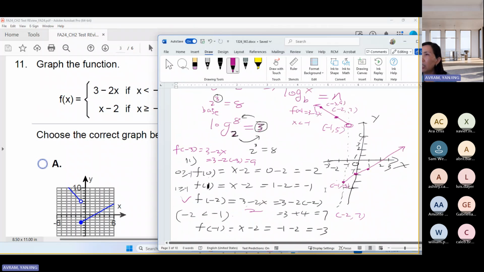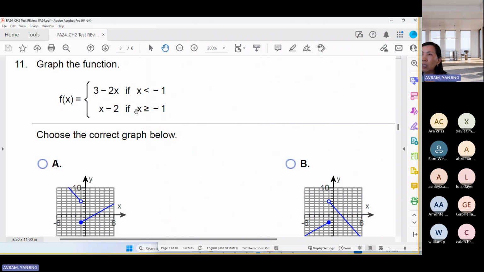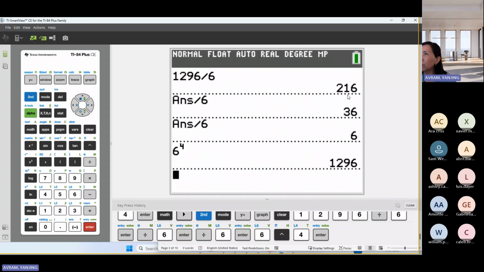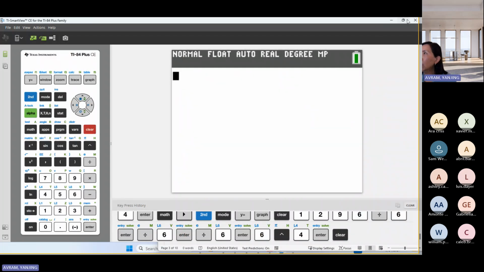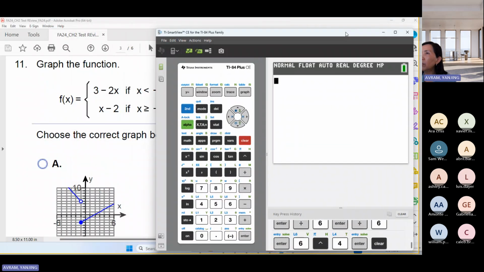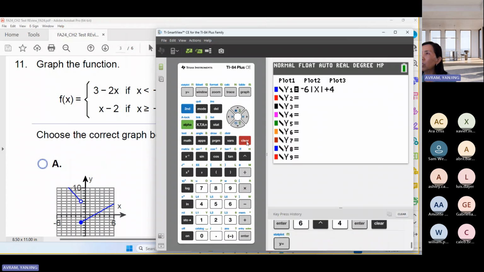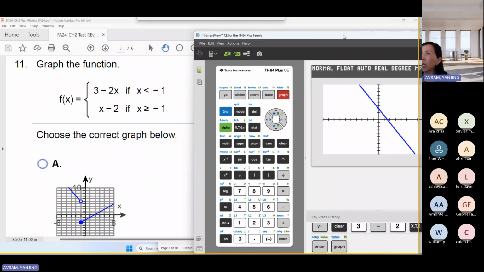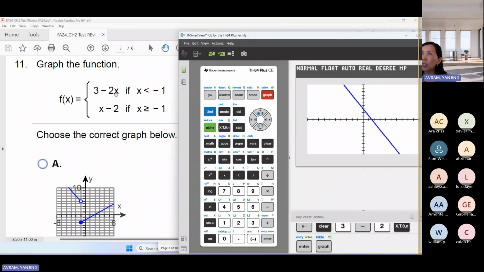Sometimes people ask, is there any way I can put this whole thing in a calculator? Well, kind of. I can show you how to use a calculator if you really want to graph piecewise. One thing is you have to limit the x condition. If you do not limit the x's, look at it. If I graph 3 minus 2x, you're going to graph the entire x value, because the domain for x is, by default, all real numbers, right?